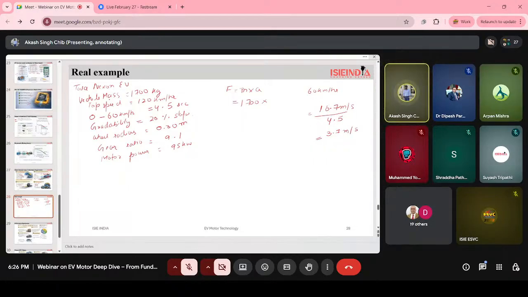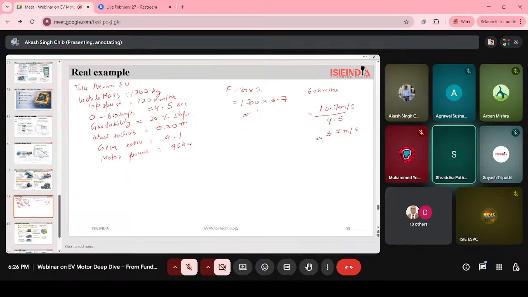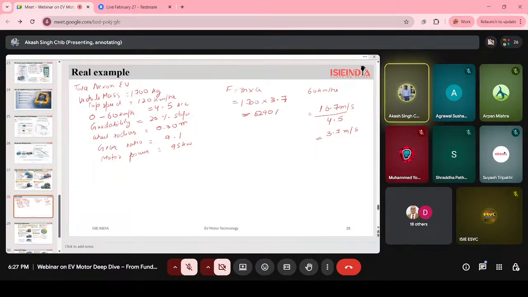Nice. Now we will calculate 1700 into 3.7. How much we will get? 6290. Is it correct, everyone? Yes, sir. Okay, so we are getting a force of 6290 Newton. So we have calculated this acceleration force.